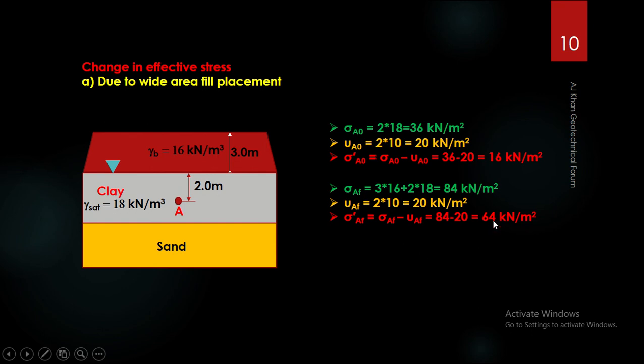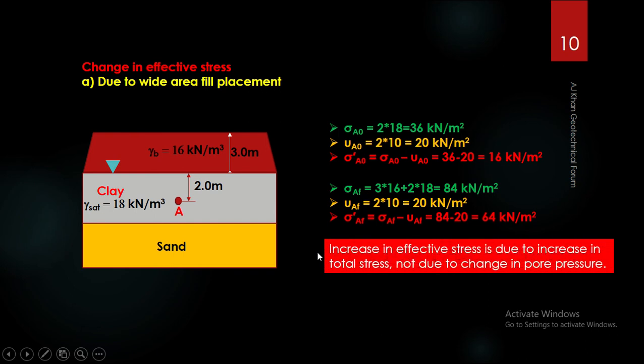So there is an increase in effective stress at point A, and this increase has been caused by the change in the total stress, not in the pore water stress. If you see, the total stress was 36, now it is 84. The pore water stress was 20, and even now it is 20. So the change here is caused by the total stress. So this example shows how there may be an increase in the effective stress due to increase in total stress and not due to change in pore pressure.